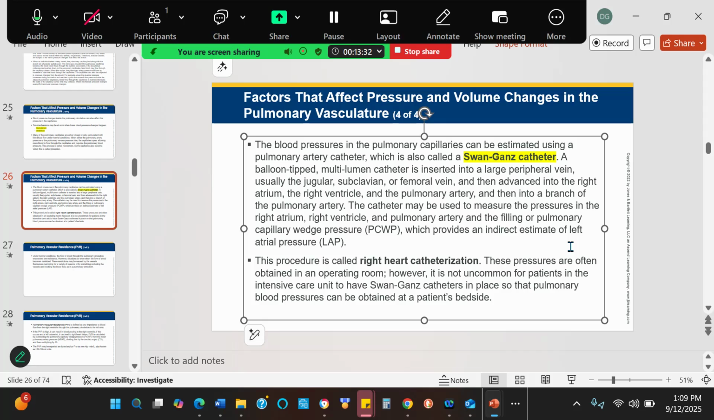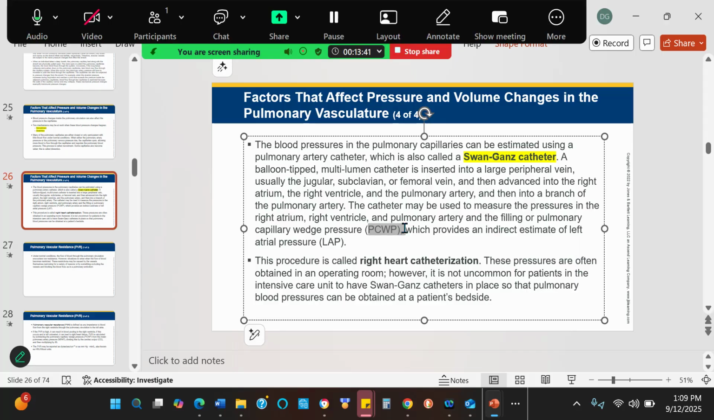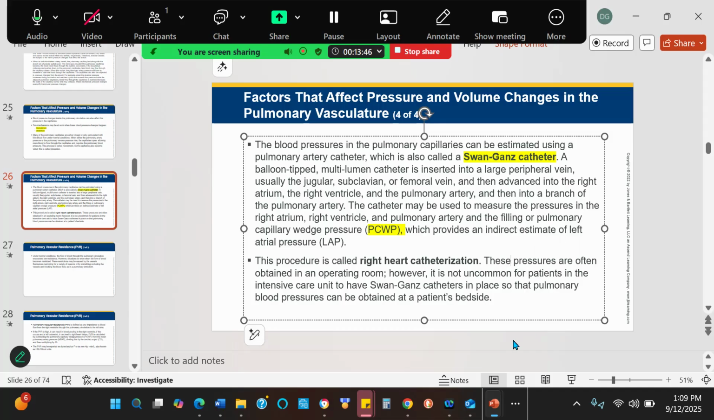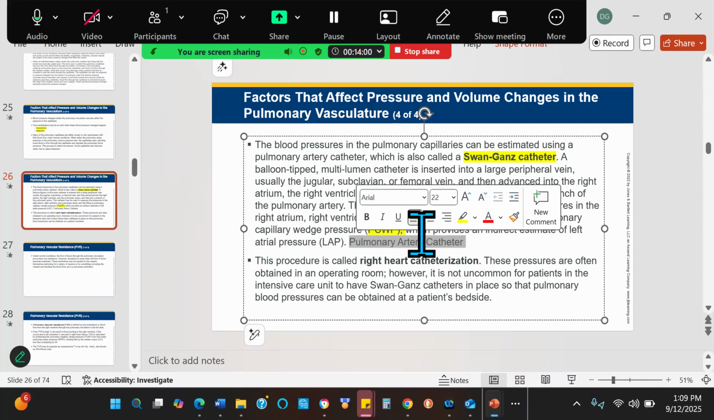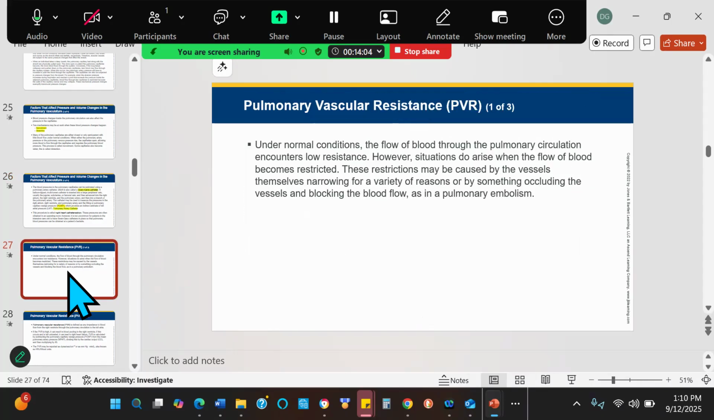That is, it will cause it to wedge in the pulmonary artery, and that allows us to estimate the pulmonary capillary wedge pressure, which they've mentioned right here. That is a very crucial number. The procedure is called right heart catheterization. On your boards, they won't use the word Swan-Ganz because that's a brand name. They're just going to say pulmonary artery catheter. And the procedure is called right heart catheterization.